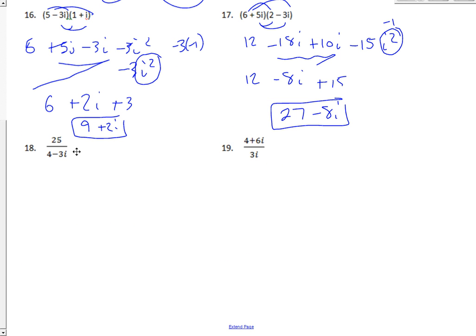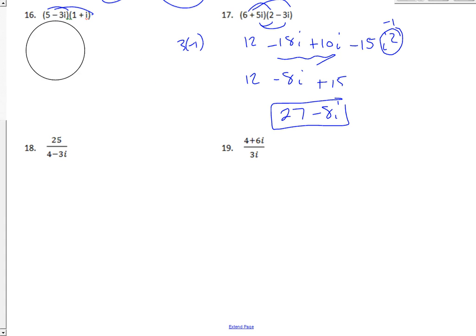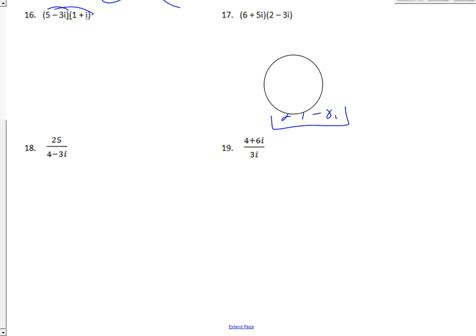For 18 and 19, I need to get the i out of the denominator. Let me erase this stuff to give myself a nice clean slate to start with. All right. Number 18 has 4 minus 3i in my denominator, so I need to multiply that by the conjugate, which would be 4 plus 3i. So same numbers, opposite sign.